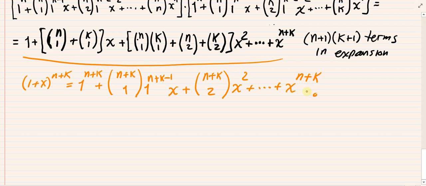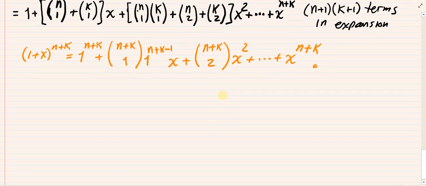That's the right side. And if you look at the last terms and the first terms, of course, they're the same, right? So now let's take a look at the coefficient on the x term. The coefficient on the x term. And then we're going to look at x squared and then make a generalization here.